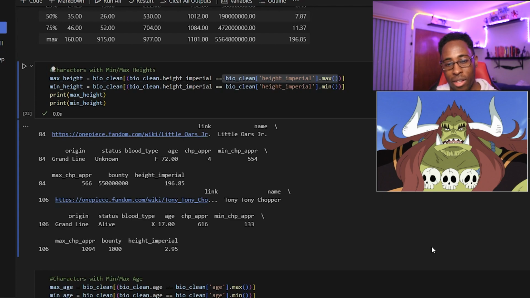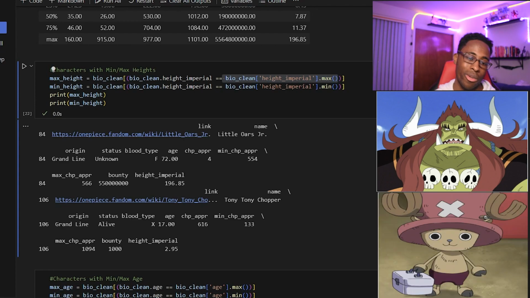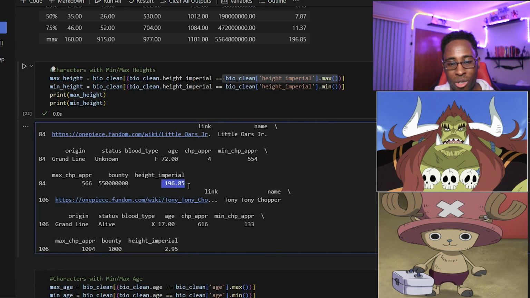And then we have the lovable kawaii Tony Chopper. So to compare their heights, we can see that Little Orange Jr. is 200 feet tall, whereas Chopper is sub 3 feet tall. So that just gives you an idea of, again, all the different aesthetics that One Piece characters come in.